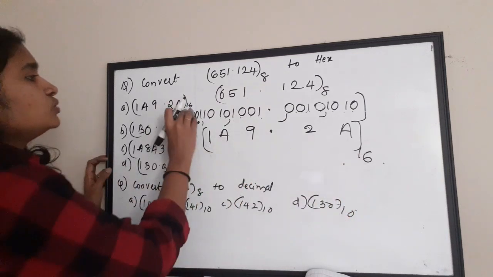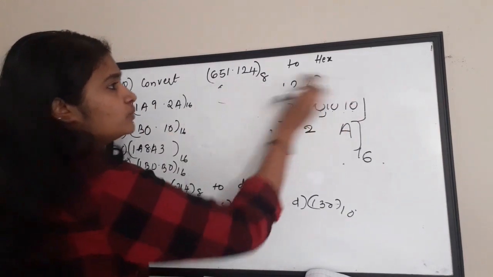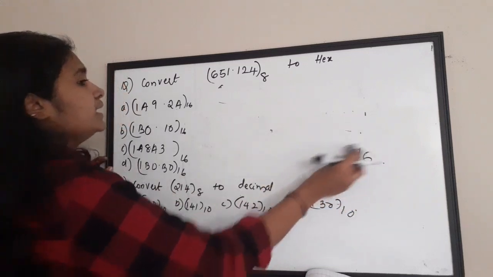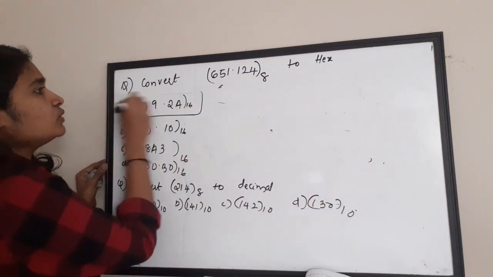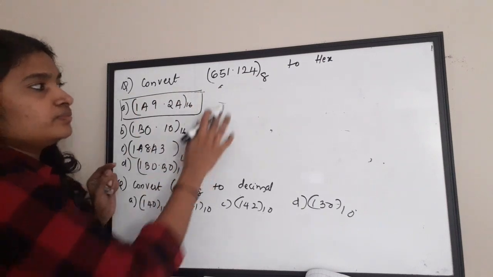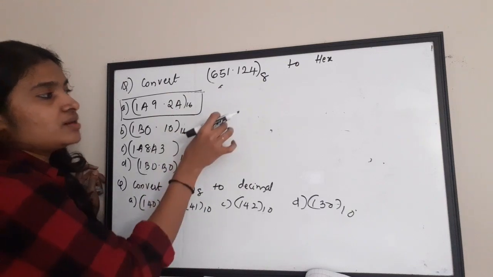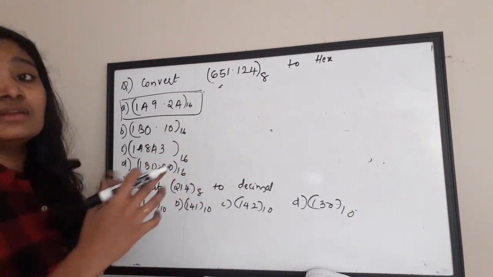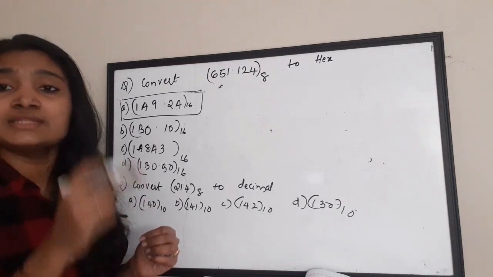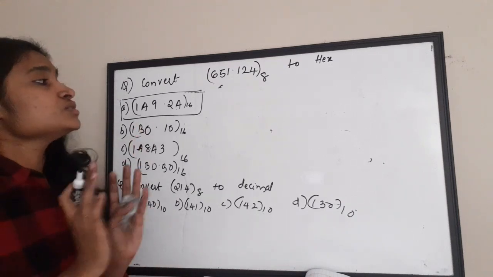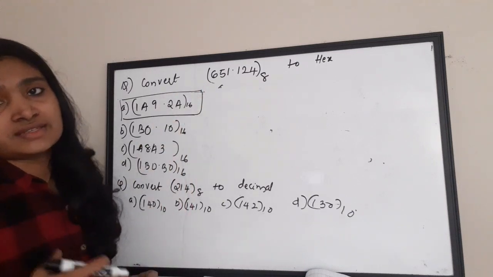Okay, so the correct answer for this question is option A, which is 1A9.2A to the base of 16. And also, while pairing, you will start from this side. So while pairing, if there are no 4 bits to pair, add zeros. Okay, so this is how you can convert an octal number to hexa number.